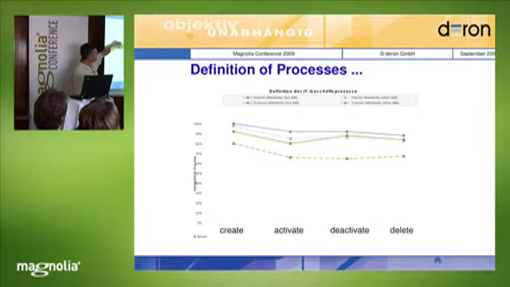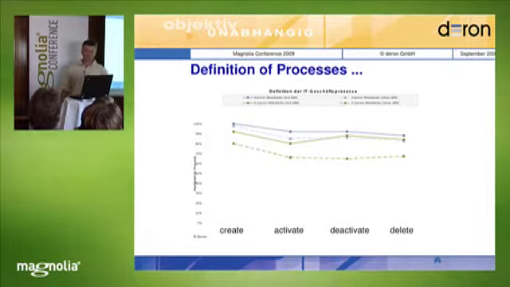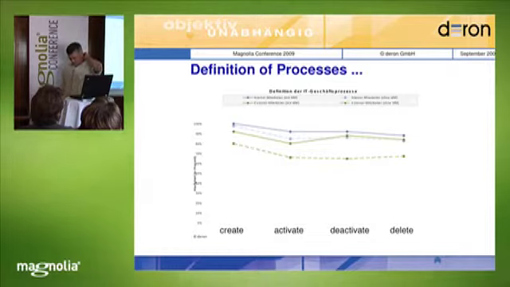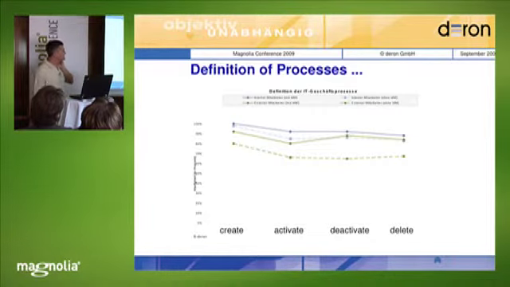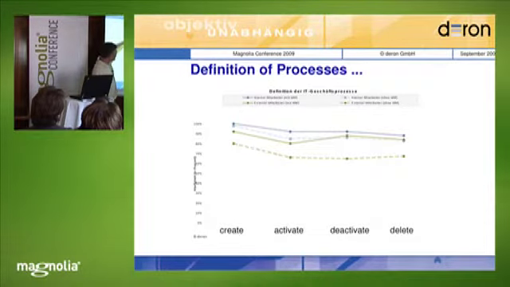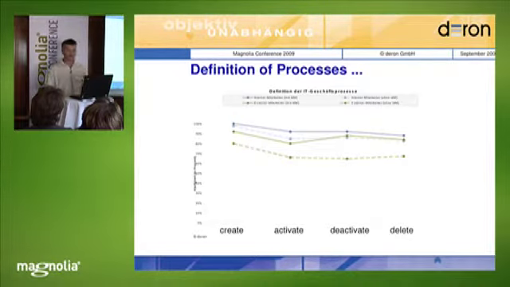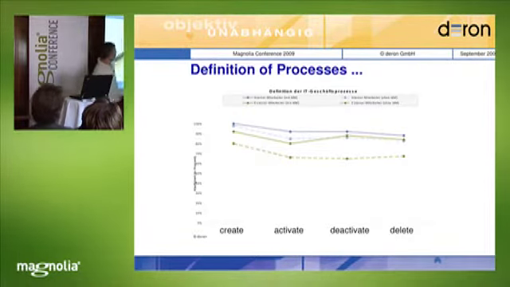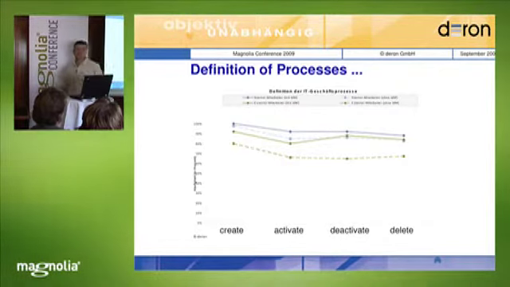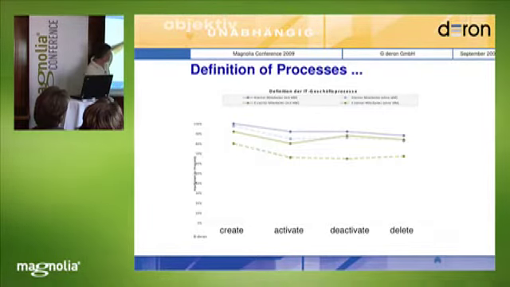The dotted lines are from companies which do not have identity management currently, and the solid lines are from companies which have identity management. What you see here is a high coverage of these processes. So, for example, here the creation process is defined. But you see here, this is the blue ones.